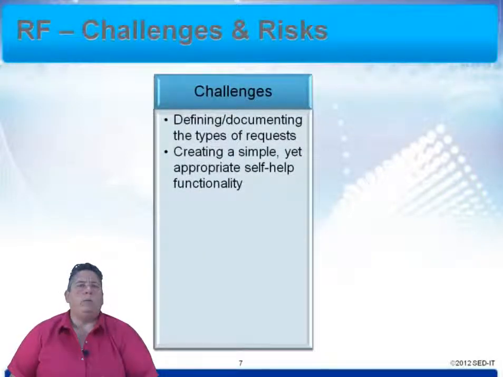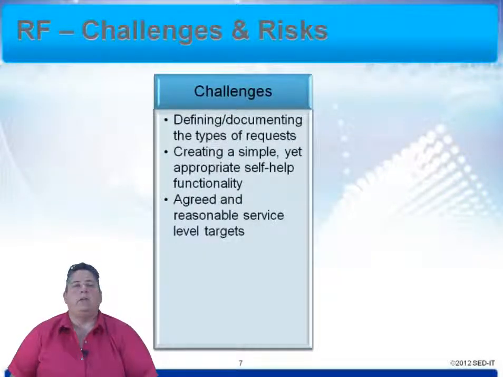The challenge is going to be defining and then documenting the types of requests. You want to make sure that whatever you turn into that automated system, basically through request fulfillment, is something that is requested repetitively, that it is a common request. You don't want to automate or put something in your system that's only asked for on a rare occasion. Ensure that you create a simple self-help function.